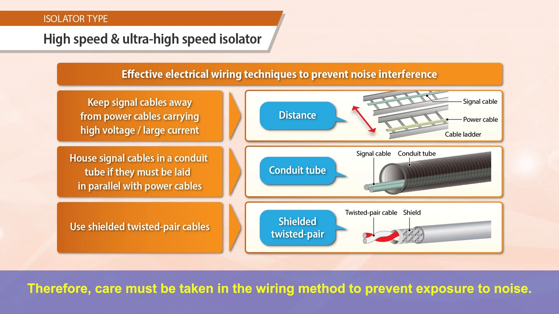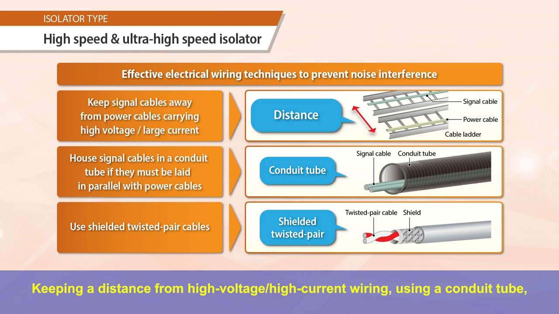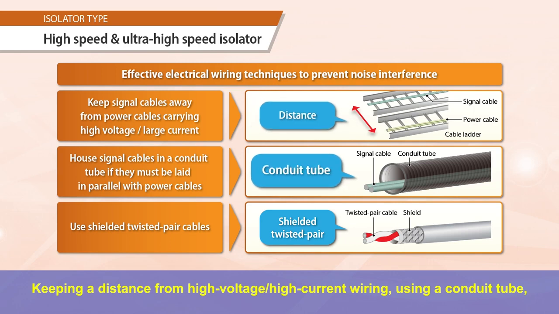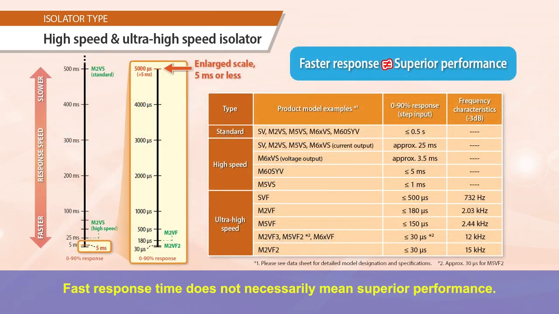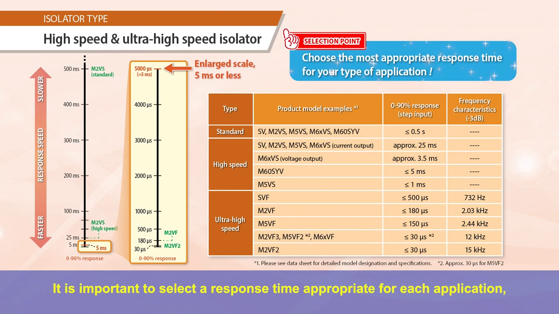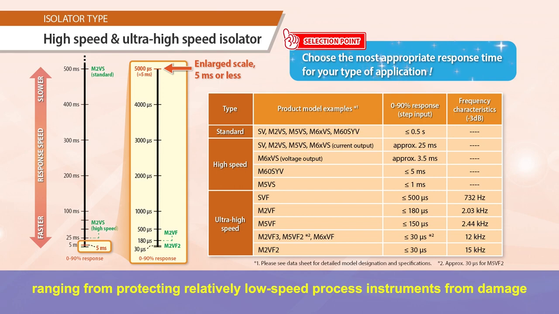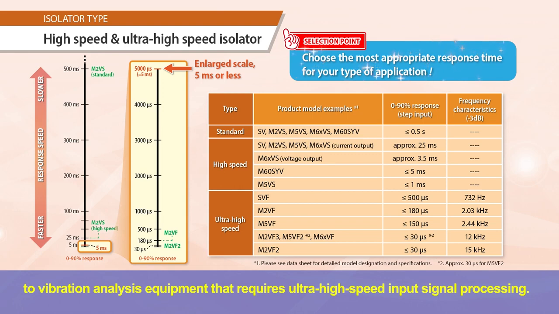Therefore, care must be taken in the wiring method to prevent exposure to noise. Keeping a distance from high voltage, high current wiring, using a conduit tube, and using shielded twisted pair cables, etc., are effective countermeasures. Fast response time does not necessarily mean superior performance. It is important to select a response time appropriate for each application, ranging from protecting relatively low-speed process instruments from damage to vibration analysis equipment that requires ultra-high-speed input signal processing.